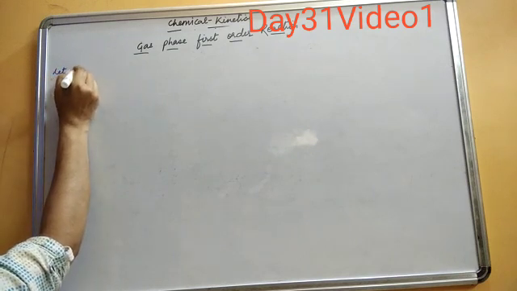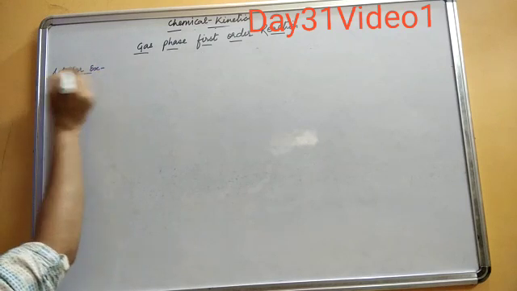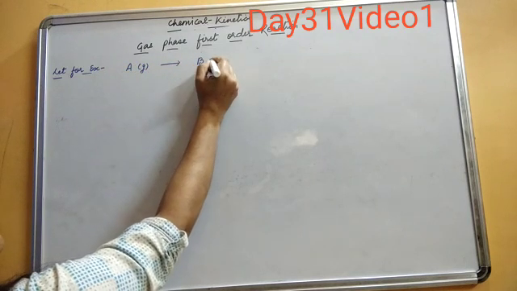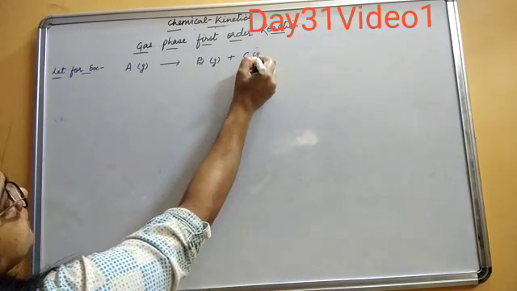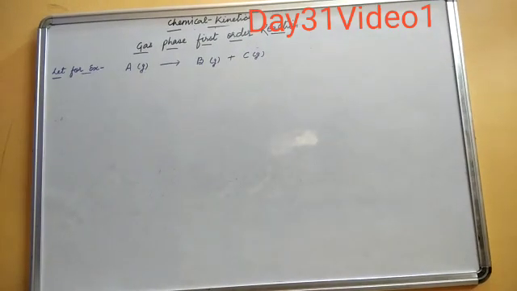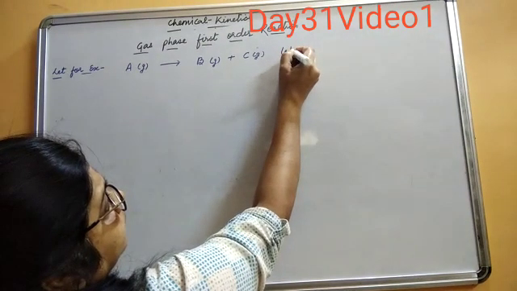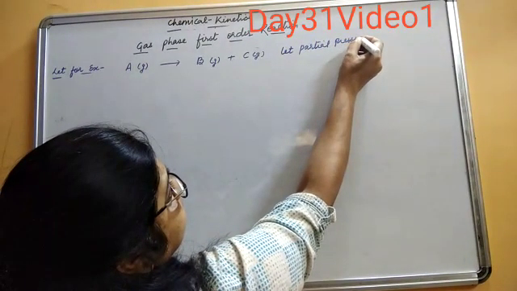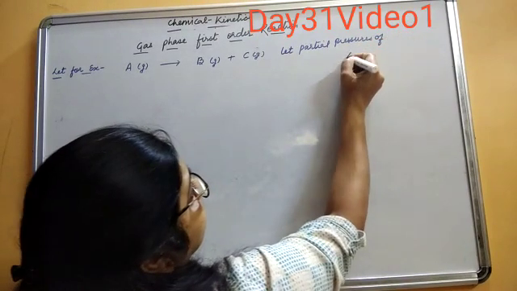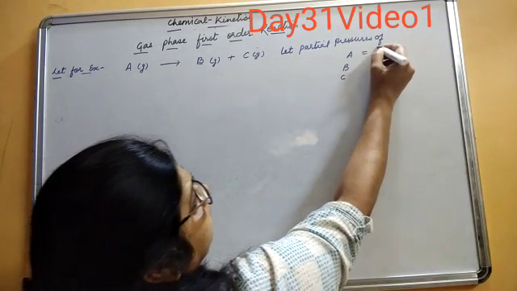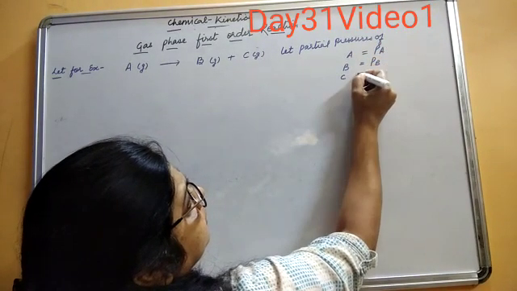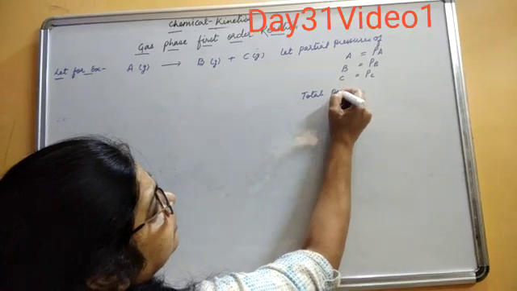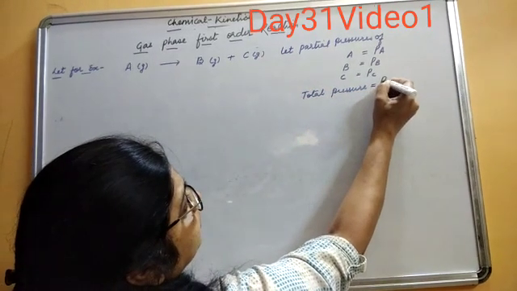taking a reaction, for example, in which A, which is a gas, forms products B and C, which are gases, and let the partial pressures of these gases A, B and C be taken as PA, PB and PC, and the total pressure is assumed to be or taken as P total or PT.